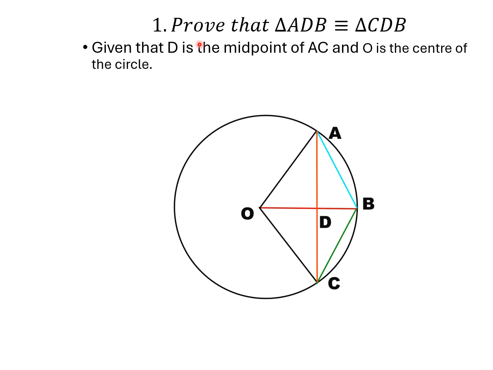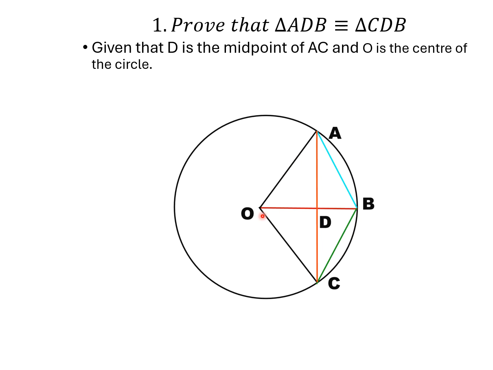Right, so prove that triangle ADB is congruent, three lines there means congruent, to triangle CDB. So if we look there, we want ADB, which is that triangle there, congruent to triangle CDB. Now they say given that D is the midpoint of AC, so what do I mean with that? If D is the midpoint, then AD must be the same length as DC.